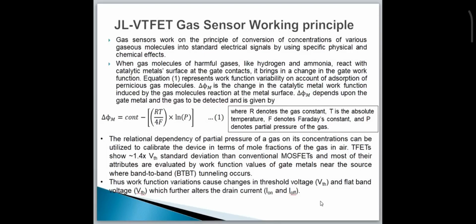TFET shows 1.4 times the VTH standard deviation of a conventional MOSFET. TFET is a more sensitive device than MOSFET, and most of its attributes are determined by the work function value of the gate metals near the source, where the band-to-band tunneling mechanism takes place. Thus, work function variation causes a change in the threshold voltage and flatband voltage, which further alters the drain current I on and I off and its ratio.